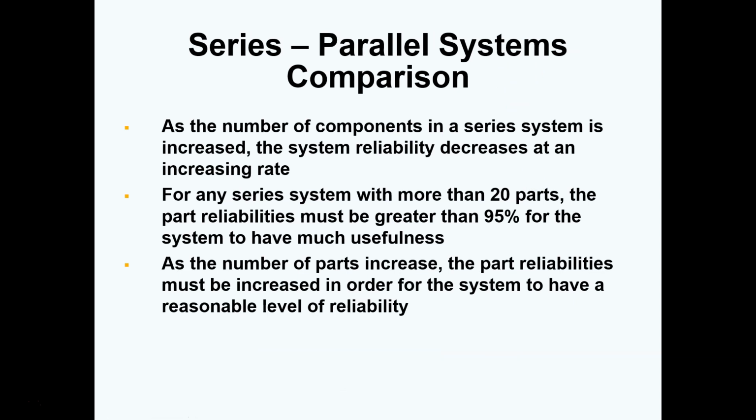Facts for the series-parallel systems: as the number of components in the series is increased, the system reliability decreases at an increasing rate, as it is in the series alone. For any series system with more than 20 parts, the part reliability must be greater than 95% for the system to have much usefulness. Otherwise, it will not function, with very low reliability. As the number of parts increases, the part reliabilities must be increased in order for the system to have a reasonable level of reliability.